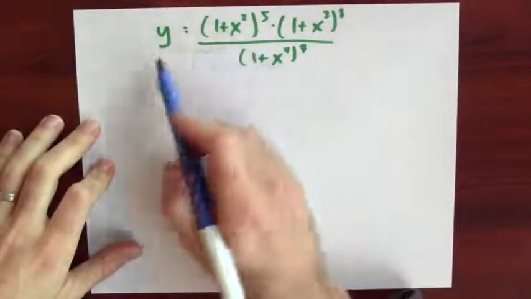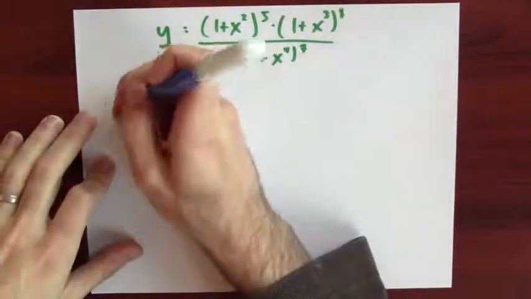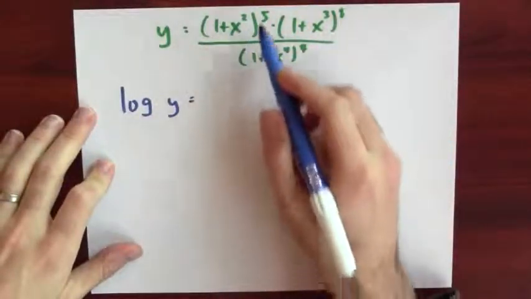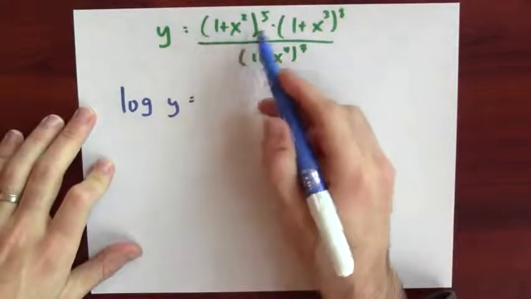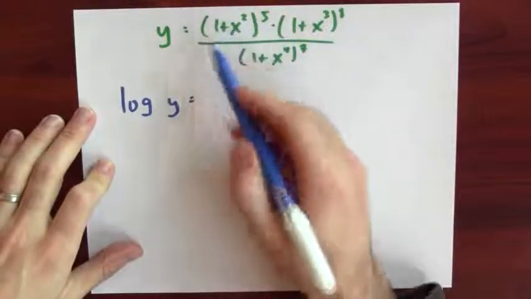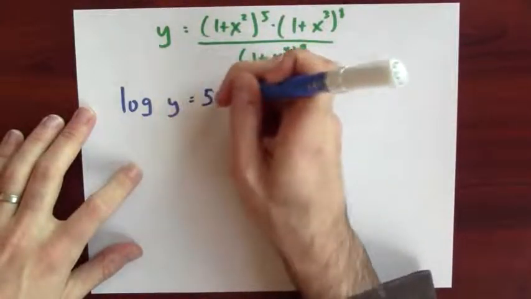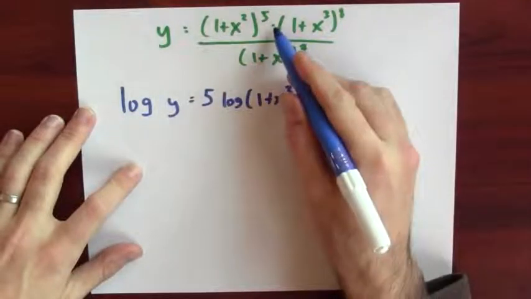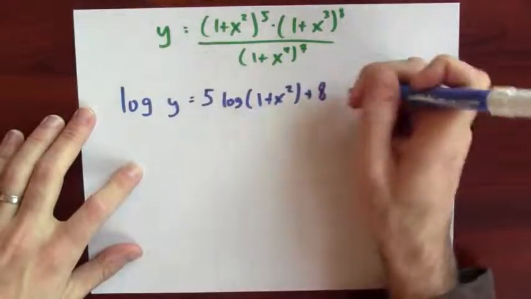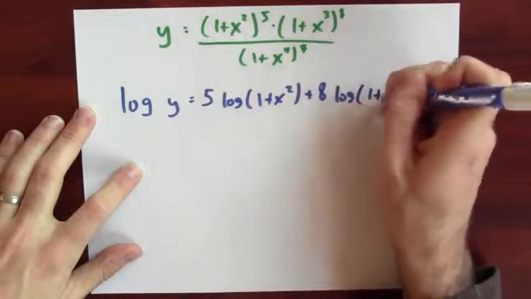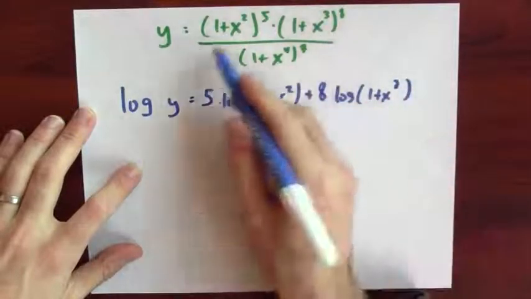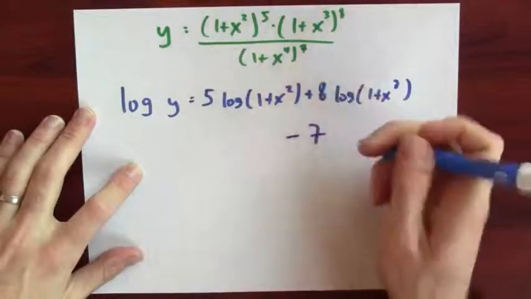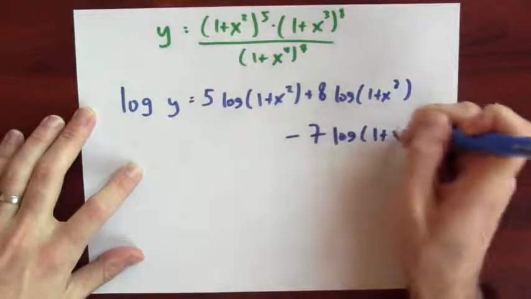I'm going to first apply log to both sides of this, and I'll get log y. And what's log of the other side? Well, it's log of a quotient, which is a difference of logs, and logs of things to powers, which is that power times log of the base. So this works out to 5 times log of 1 plus x squared plus, this log turns multiplication into addition, 8 times log of 1 plus x cubed, and this quotient becomes a difference, so minus 7, the 7 in the exponent, log 1 plus x to the 4th.